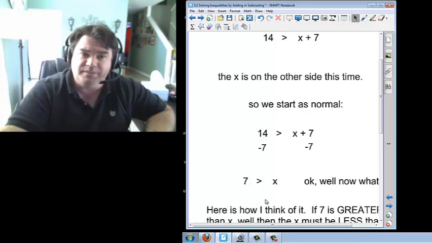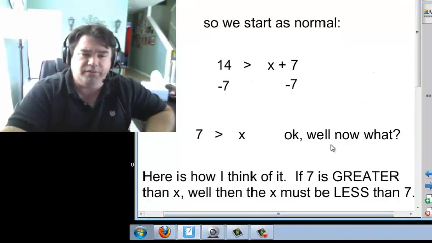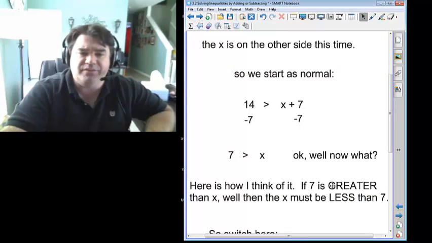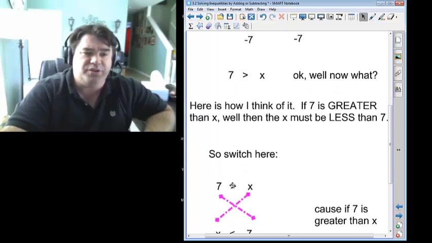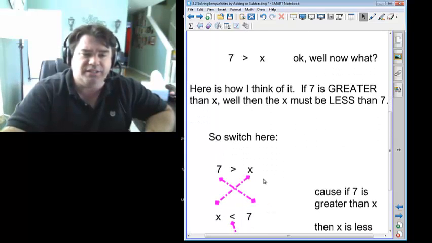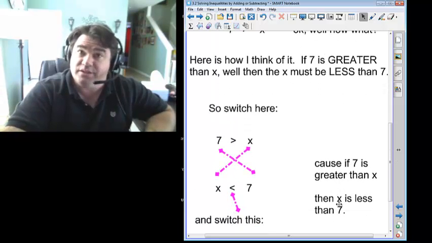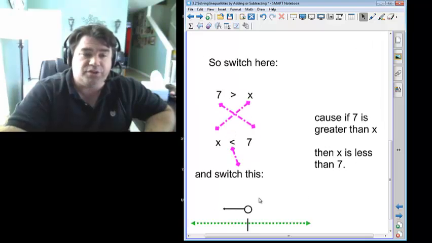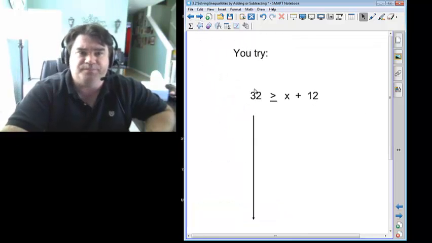Let's drop it down. Notice how I have 7 on this side and only x is remaining. Well, now what? Here's how I think of it. If 7 is greater than x, then x must be less than 7. So we switch like this, and the sign switches. We simply switch it now to x is less than 7, which is open at 7 to the left. You try. Go ahead and pause.